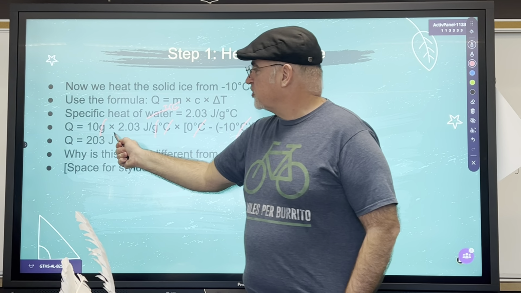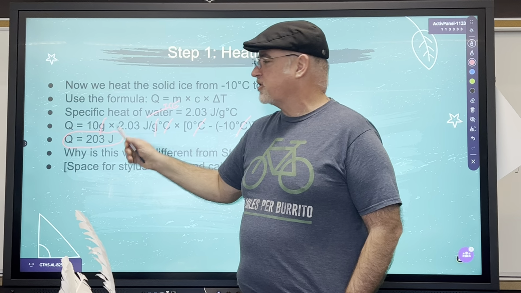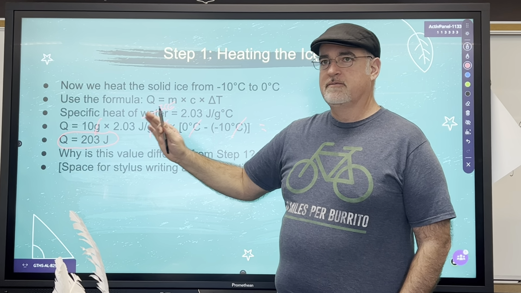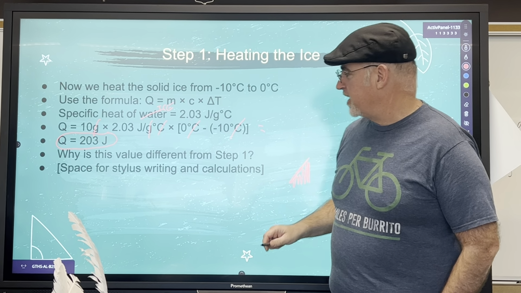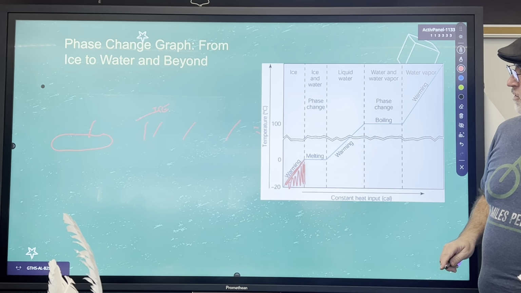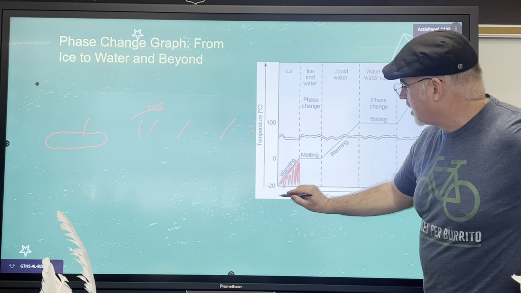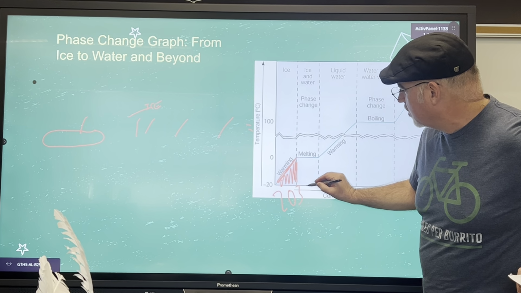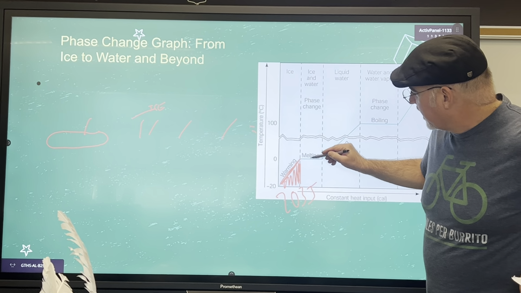So that's how many joules it takes to get the ice to where it's going to start melting. All right, so tuck that in the back of your mind. Next slide. So now we've calculated this is going to be 203 joules. Now we need to calculate this.